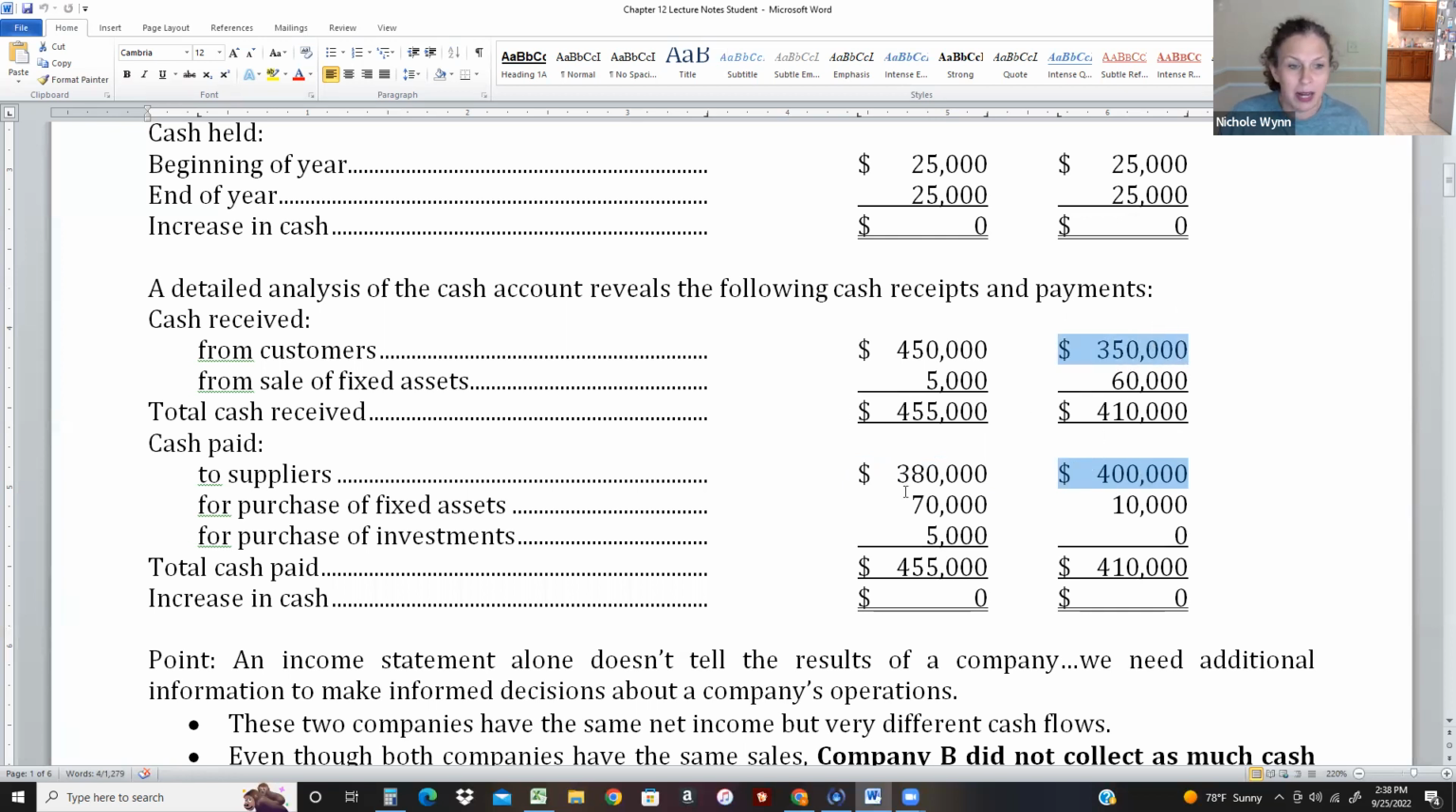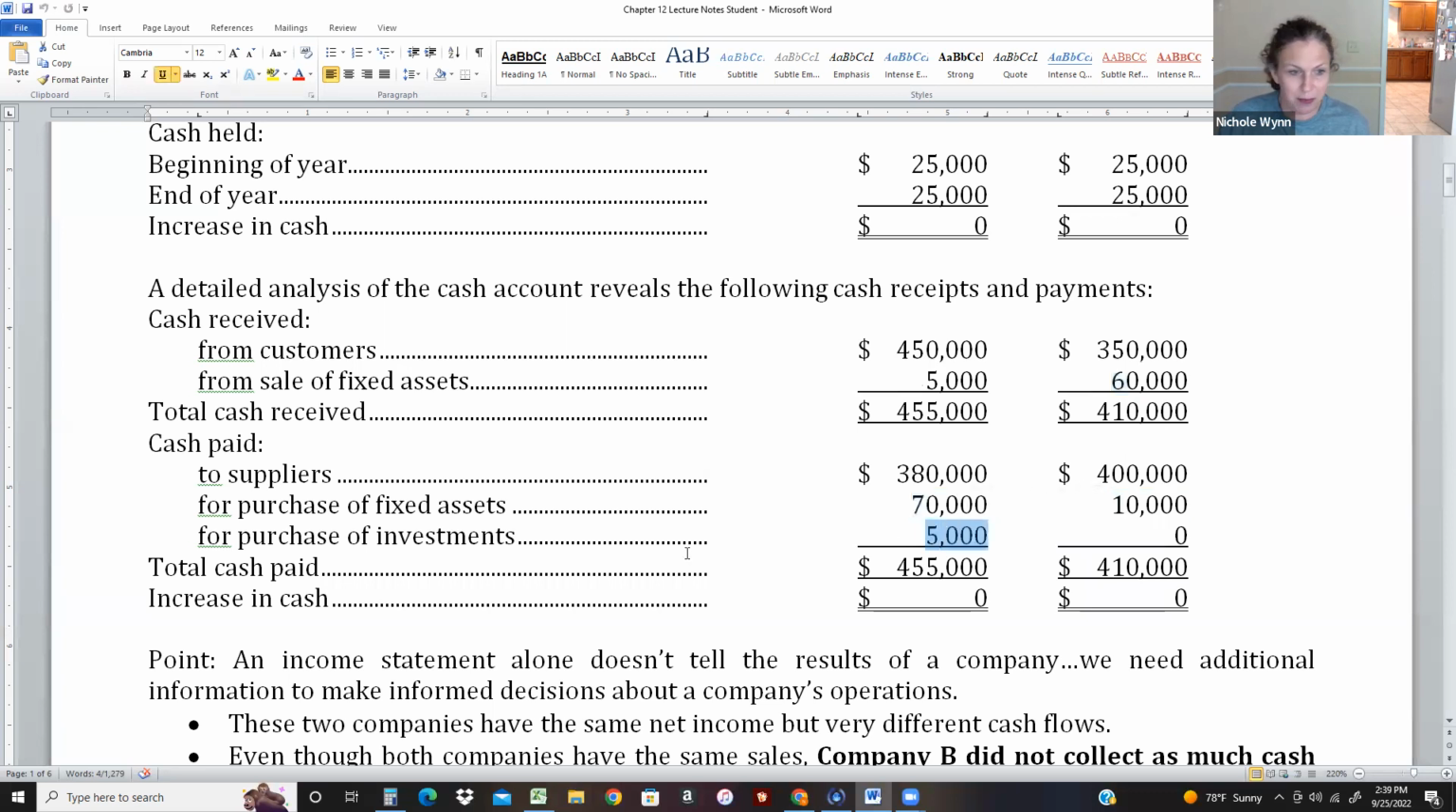That's concerning. Company A bought some fixed assets. So did company B, but they didn't buy nearly as much. And so company A is investing in themselves by buying some fixed assets. They sold 5,000 worth and they bought 70. But look at company B. They sold $60,000 worth of fixed assets and they did not replace them. It almost looks like they're trying to liquidate. Maybe they're just having big cash flow issues, and to bring in enough money, they're having to sell off their fixed assets. That's equipment and buildings and stuff. And they are not replacing them. And that's concerning to me.